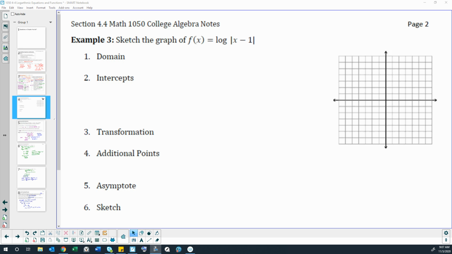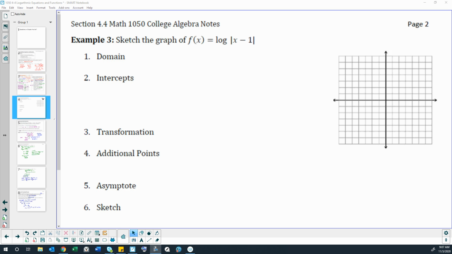Alright, section 4.4, example 3, gives us a little bit different equation because they're throwing an absolute value into a logarithm. So that'll be interesting to see what that does. And it's not going to follow all the same rules and properties that we've been getting used to, although I expect we'll see some similarities.